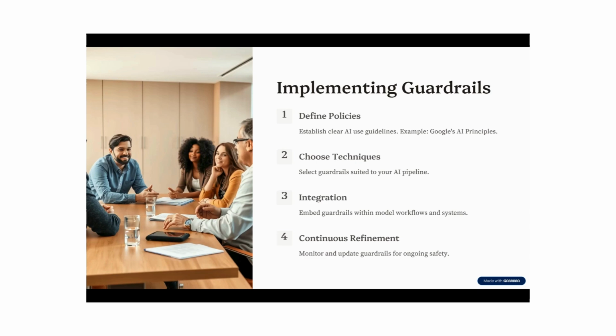Now the fourth point is continuous refinement. It's not like, if you have implemented a guardrail on day one, then it will be done and your software will be running for years after that. It's not about that. Guardrails will have to be monitored over time, and they will have to be refined as well for ongoing safety of your software and the GenAI system. So these four things are pretty important when you are implementing guardrails into your enterprise or any of the consumer driven AI systems.